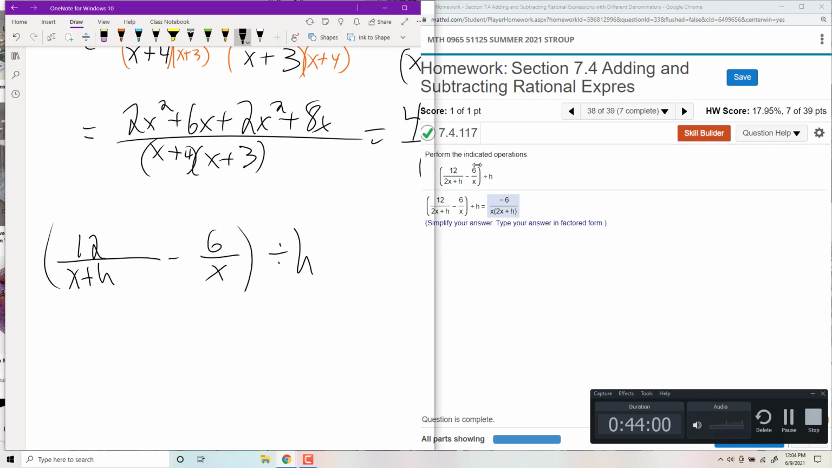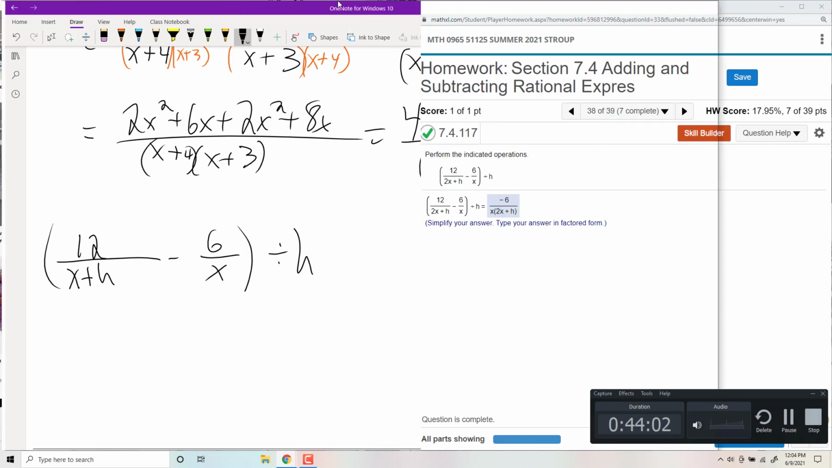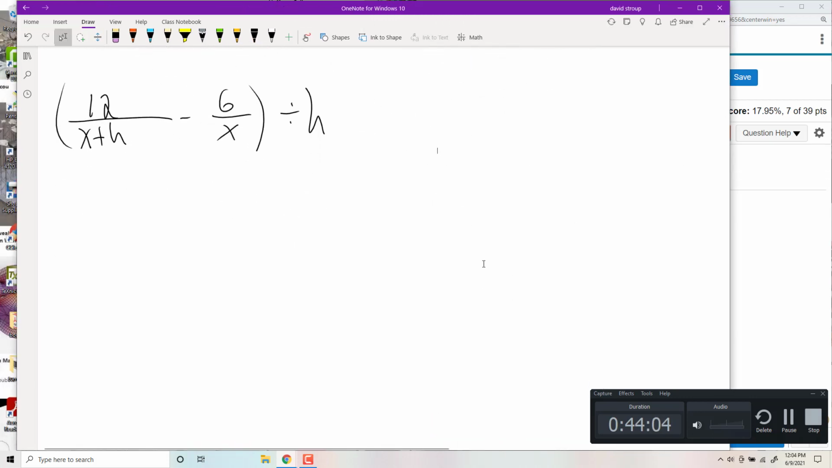But anyways, please excuse my dear Aunt Sally. You have to do parentheses, stuff inside the parentheses first. So find your common denominator. The first fraction, we need a factor of x, so top and bottom by x. The second fraction, I need a factor of x plus h, top and bottom by x plus h. Then I can combine the numerators over the common denominator.